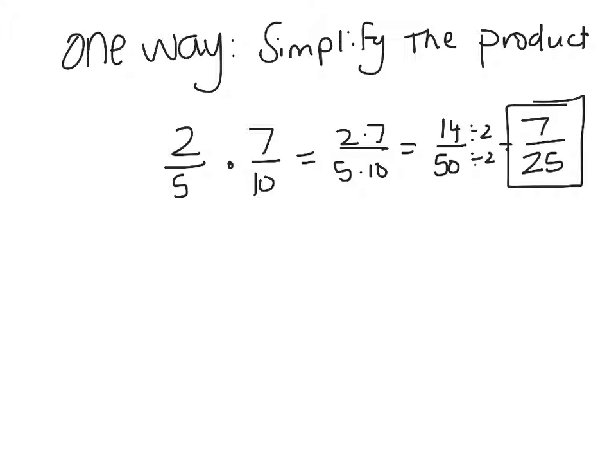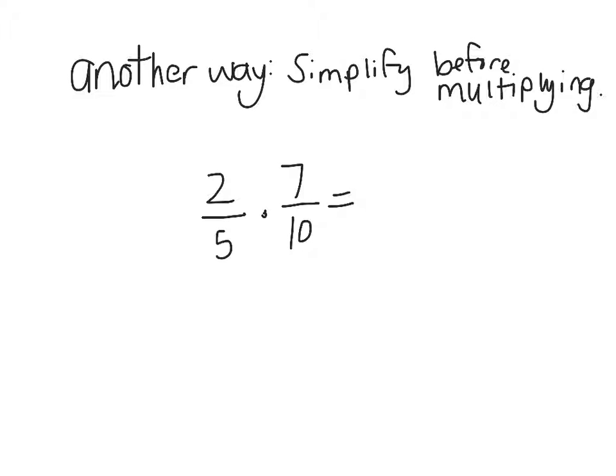I'm going to show you another way that you can also use. Remember, if you like the first way, that is totally fine. So let me show you the next way. Another way is to simplify before multiplying. As you look at your numbers you're going to multiply, you think to yourself, cross-canceling. You go across and see if there are any factors that they share. So 2 and 10 share a factor of 2. So you can cancel out a 2 from each of these numbers.